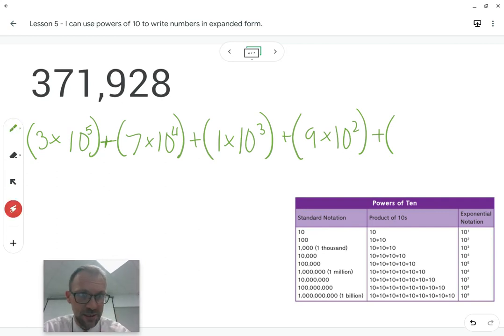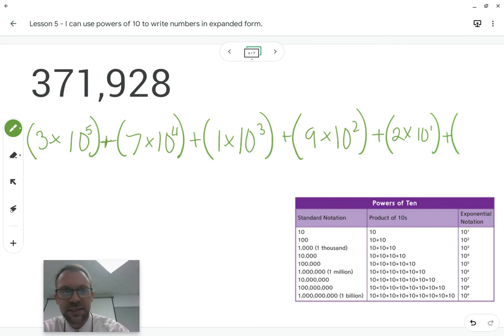Oh, I see the 2 in the 10 spot. That's 20. The 10 is just 10 to the 1st power. So that's 2 times 10 to the 1st power plus 8 in the 1 spot. So that's going to be 8 times 10 to the 0 power, because 10 to any number to the 0 power is 1. It's 8 times 1.